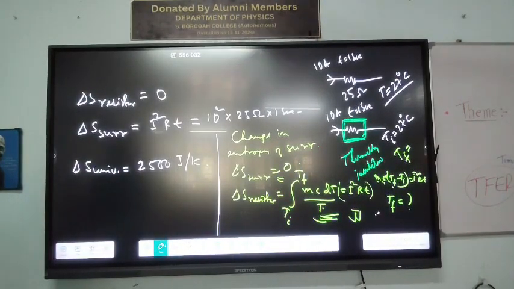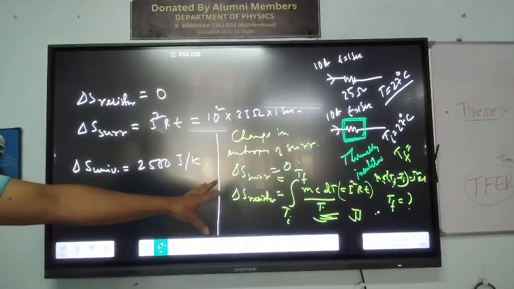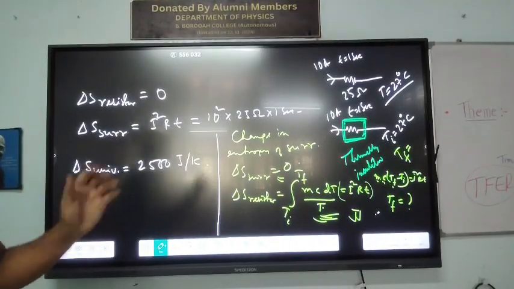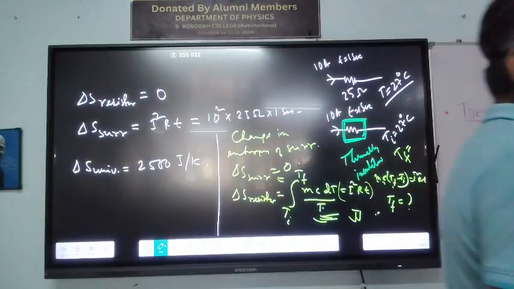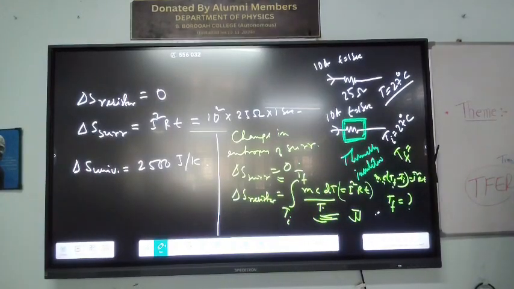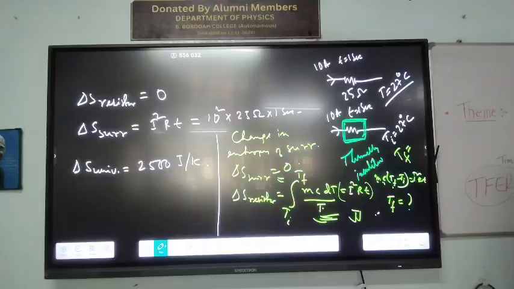You will be given a resistor, you have to make it diathermically closed, then you have to find out the change in entropy. So there are lots of examples. Not only that, some assignment will be given to you regarding some numericals.